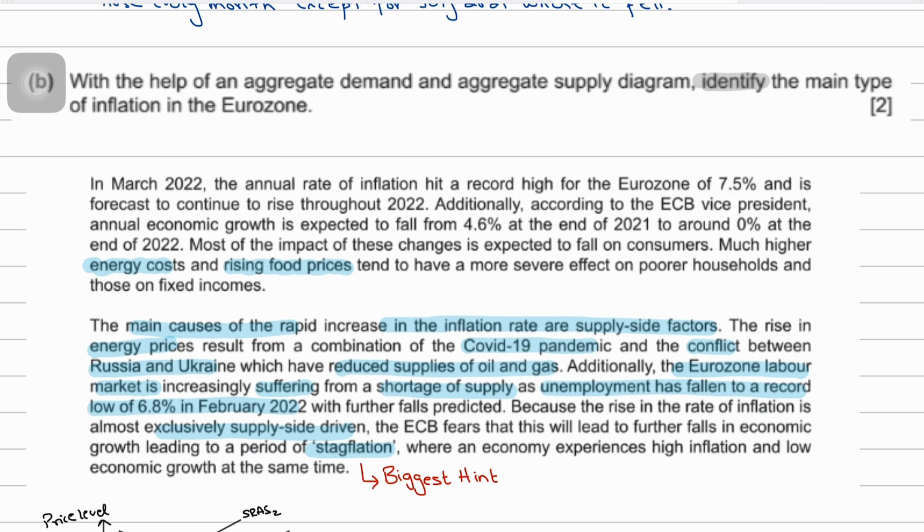And how do we conclude that there's cost push inflation? It is because the case itself is mentioning rising energy costs because of the Russia-Ukraine ongoing conflict, and it also mentions the shortage of labor supply, which is another contributing factor to cost push inflation. But other than that, you just need to draw the diagram and mention cost push inflation.